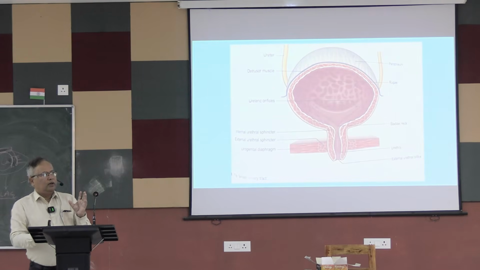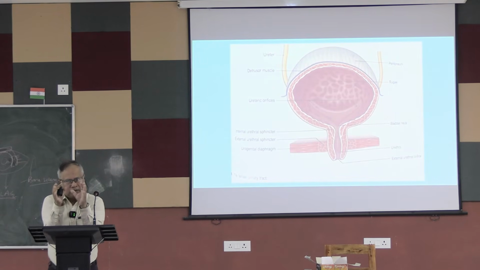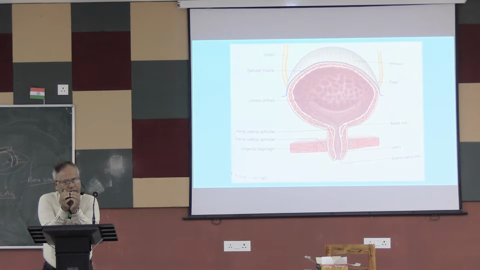So the control to hold the urine is by parasympathetic control, and the urge to urinate comes from the parasympathetic area.